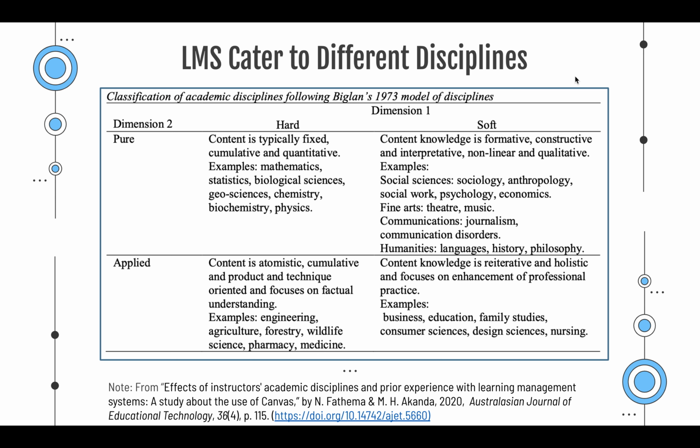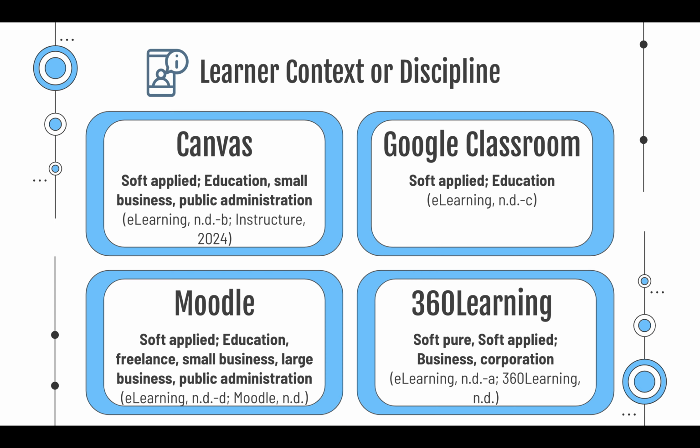the classification of disciplines of Bigland's models, this is what I referenced in this comparison here. So Canvas best applies to soft applied disciplines such as education, small business, public administration, whereas Google Classroom is almost exclusively soft applied in education. It doesn't have a whole lot of application outside of education. It is very catered to that specific context.